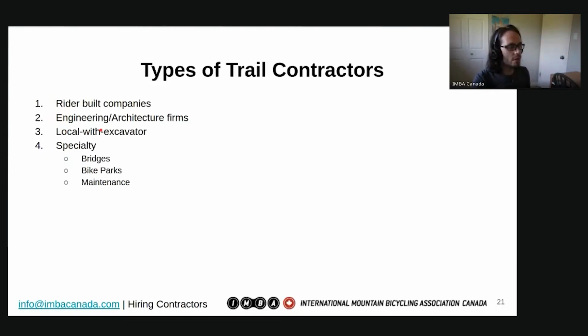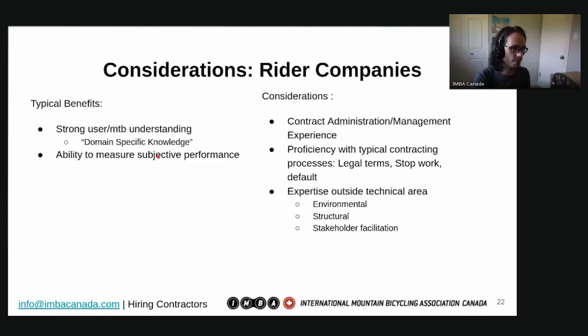There's the local with excavator. This is somebody who sees an opportunity to expand their current skill set. They are not a rider necessarily. Maybe they ride, but they come from an excavator background, not necessarily a rider background, and they're not an engineering or architecture firm, so they kind of stand on their own. And I think there's an important way we can include them in the process. And finally, there's specialty firms, so people who will just build bridges or just bike parks, or they'll just do maintenance, and some ways to think about that.